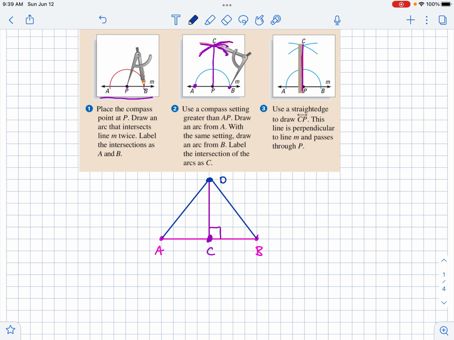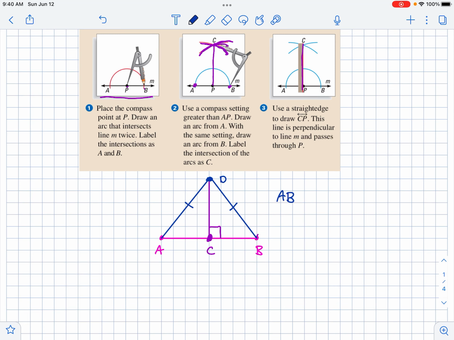Now, if you think about it, this distance right here is going to be the same as this distance. In other words, AD is going to be equal to BD. Right? If you think about it, that makes really good sense because it's a perpendicular bisector. In other words, the distance from D to A is going to be the same as the distance from D to B, for any point on this perpendicular bisector.